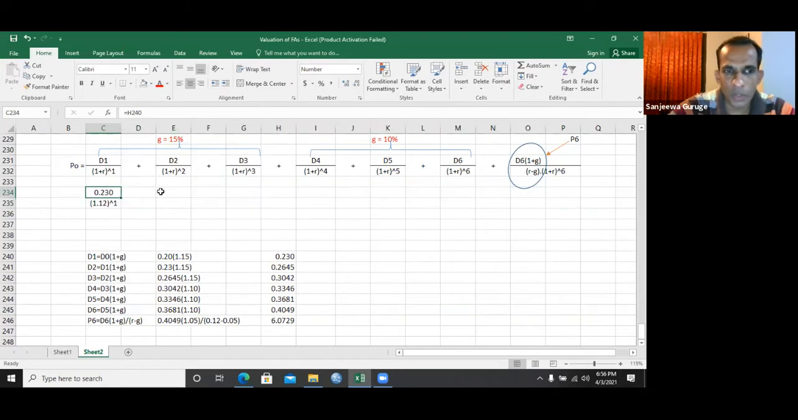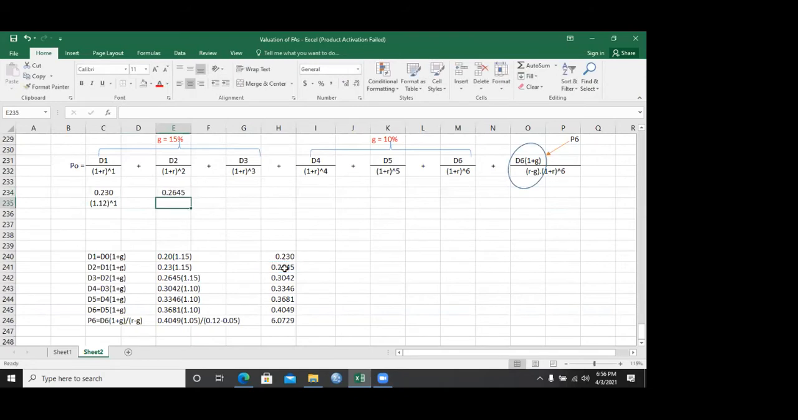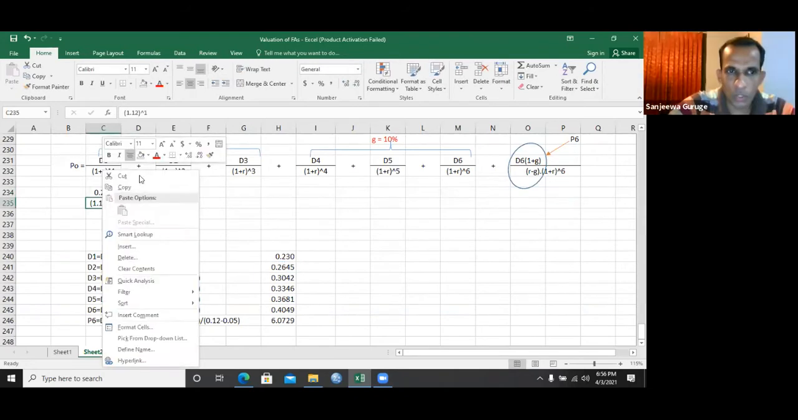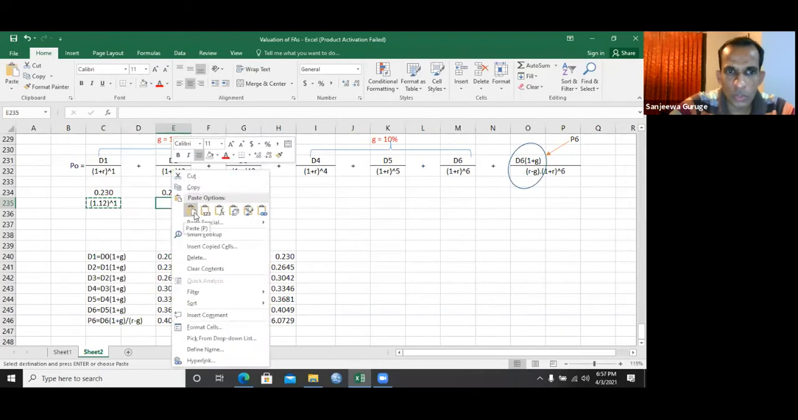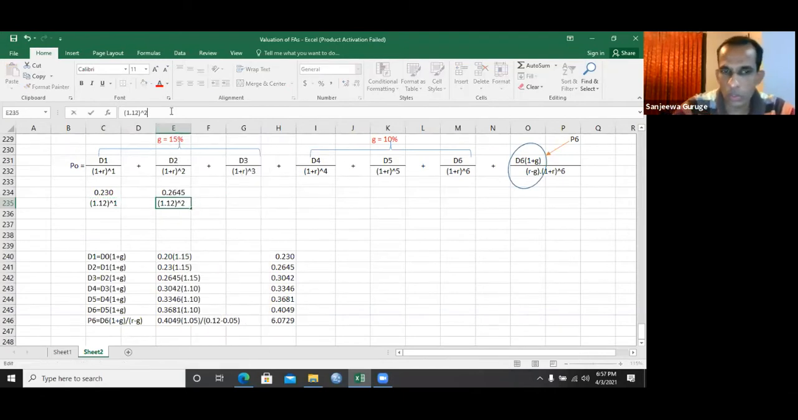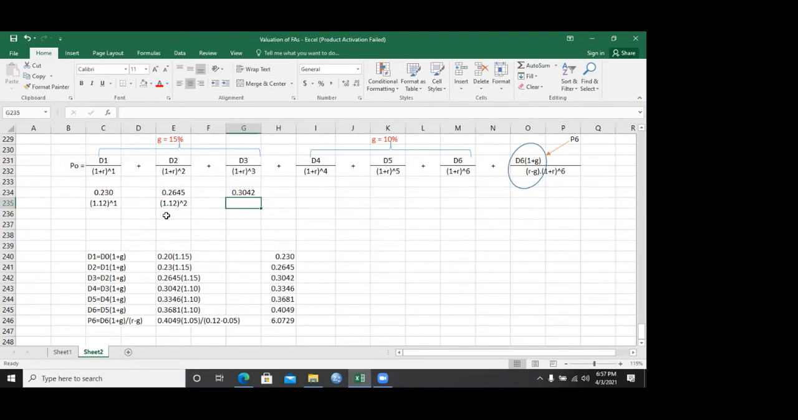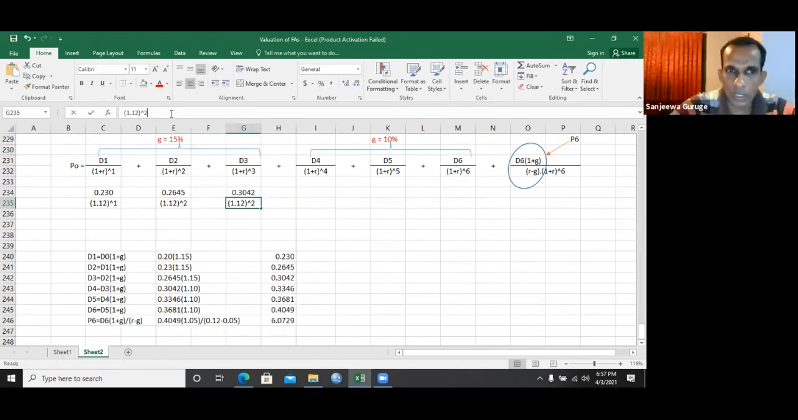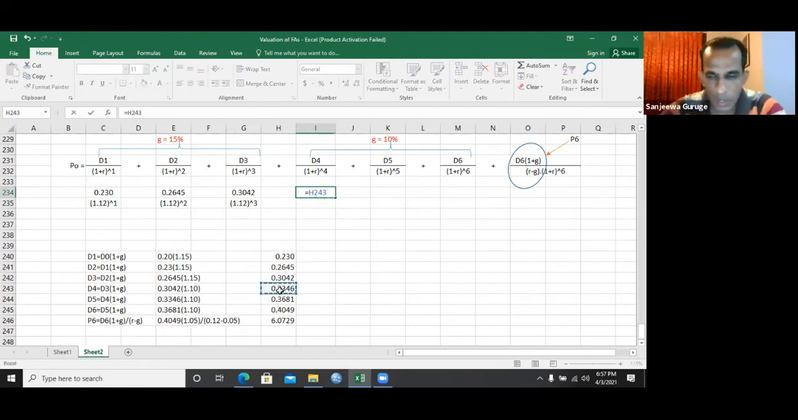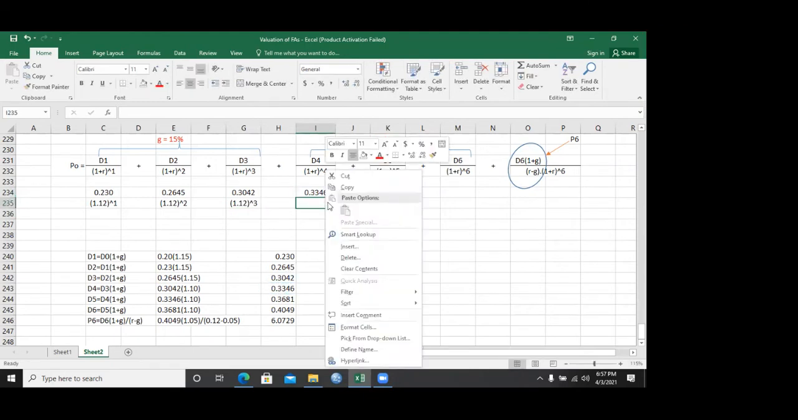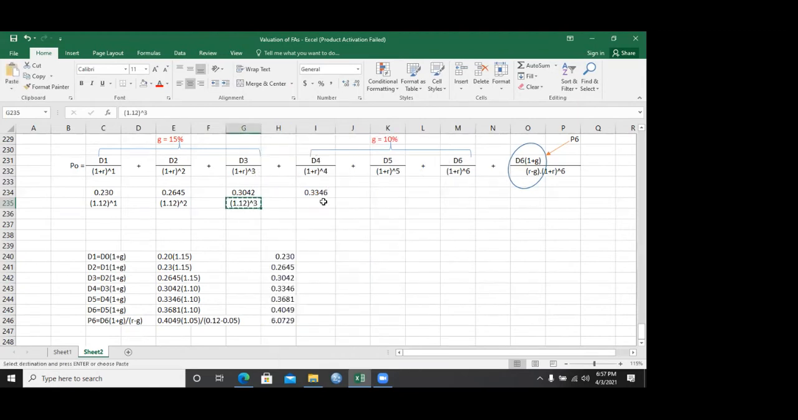Right. It is 1.12 to the power 1. Then D2 should be divided by 1.12 to the power 2. Then D3 should be divided by 1.12 to the power 3. Then D4 should be divided by 1.12 to the power 4.